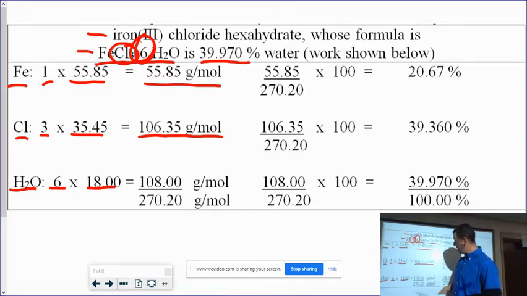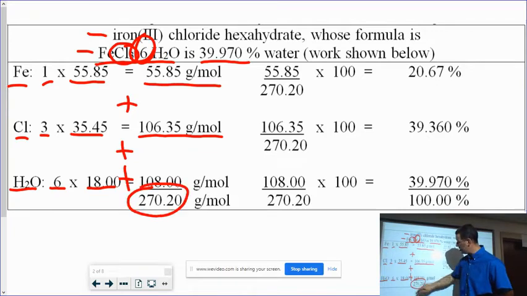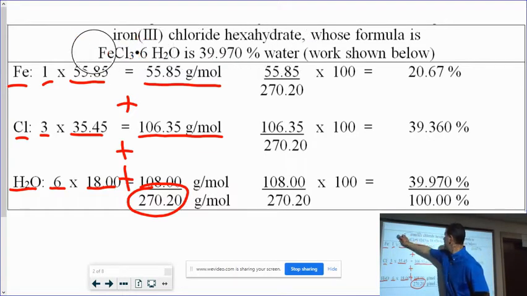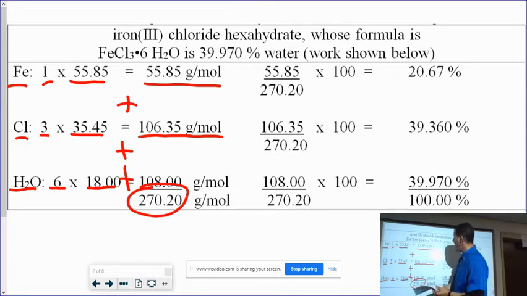And I do the math, and I get 180.00 grams per mole. I take this 55 and I add it to the 106 and I add it to the 108, and that's where I get my 270.20 grams per mole. That is the molar mass of FeCl3·6H2O. That is the molar mass of that compound right there.